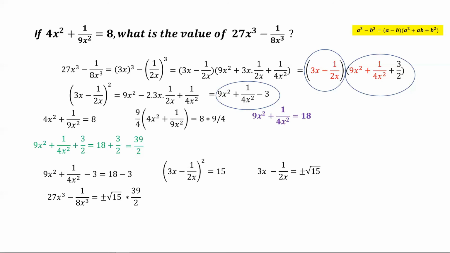So the solution can be obtained by multiplying these two together: plus minus root 15 multiplied by 39 by 2. This cannot be simplified any further, so it's okay to leave it like that, 39 root over 15 by 2. But it's important to include both the plus minus, so we are considering both the positive and the negative square root of 15. That's why you have the plus minus sign. So the final answer is 27x cubed minus 1 by 8x cubed equals plus minus 39 root over 15 divided by 2.